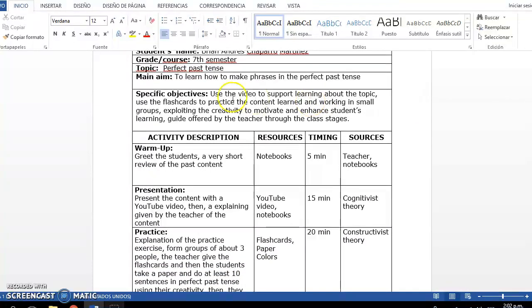My aim is to learn how to make phrases in the perfect past tense. Specific objectives: use the video to support learning about the topic, use the flashcards to practice the content learned, and work in small groups, exploiting creativity to motivate and enhance students' learning, with guidance offered by the teacher through the class stages.